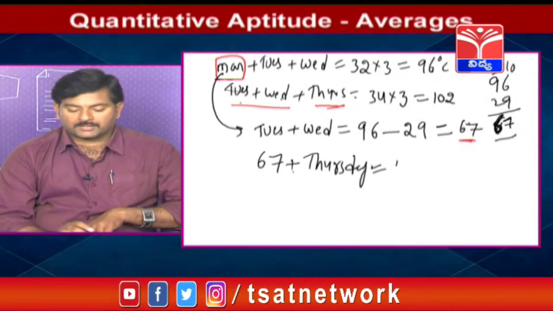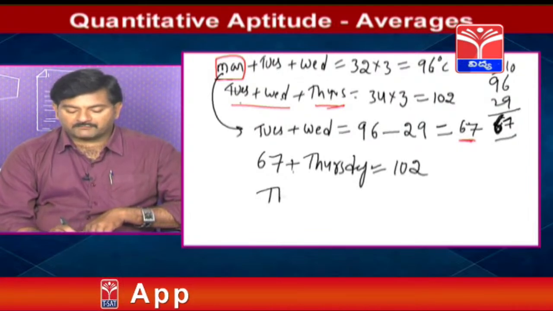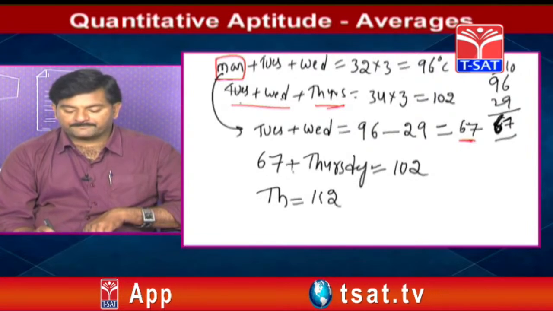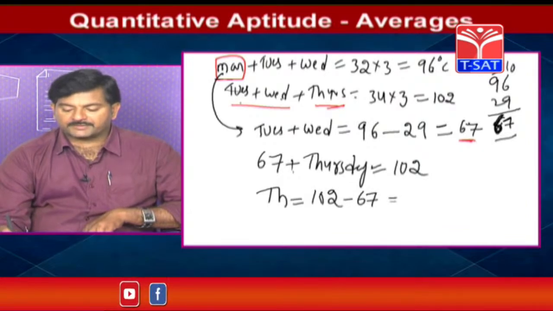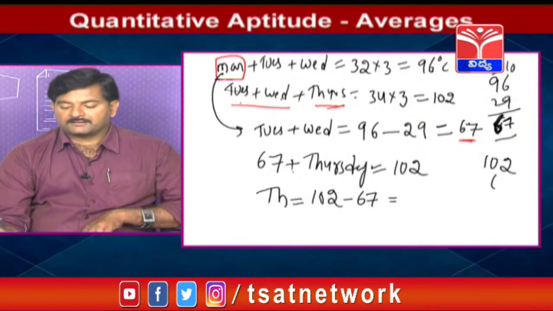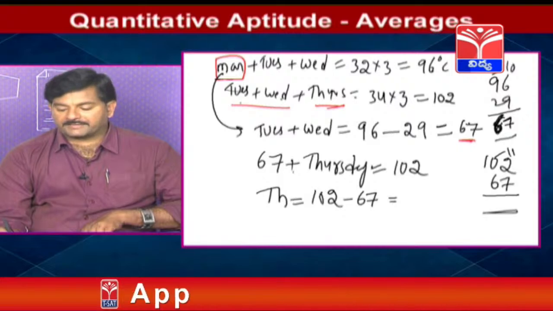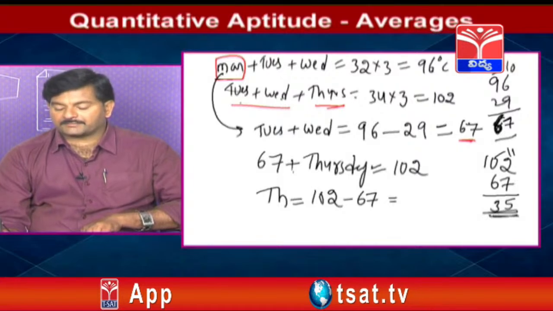From this, Thursday temperature is equal to 102 minus 67. Subtracting this value separately: 102 minus 67, which is 12 minus 7 means 5, 9 minus 6 means 3. So hence what am I getting? 35.